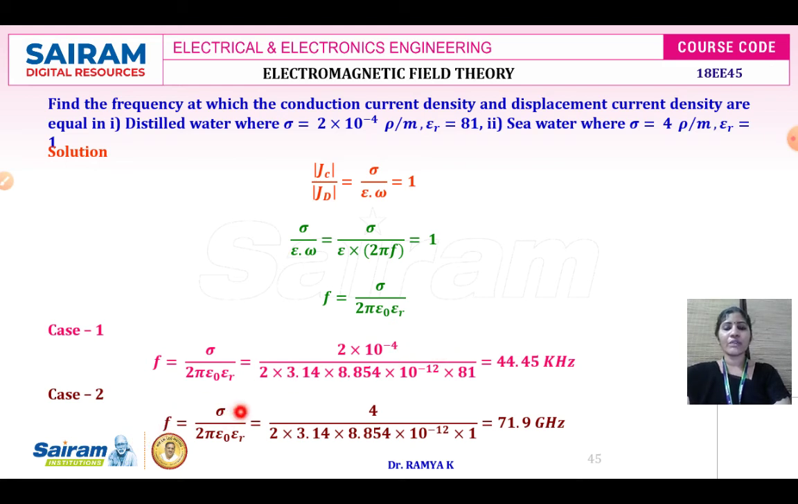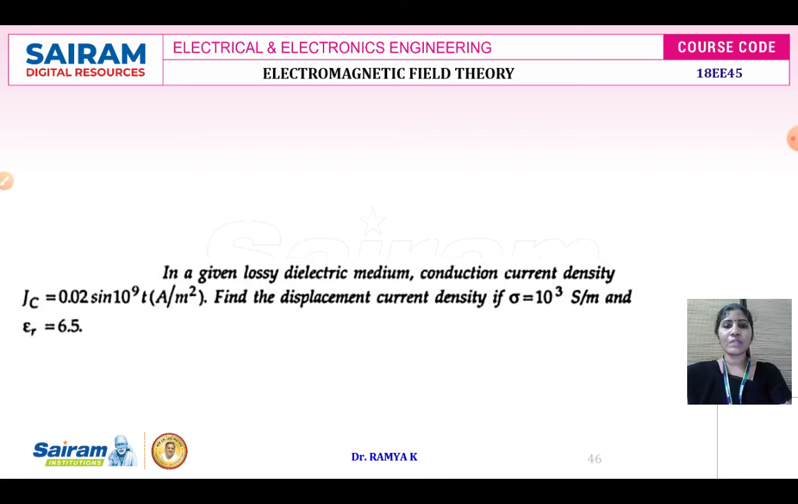So f is equal to sigma divided by 2 pi epsilon naught into epsilon r, which is equal to 4 divided by 2 pi epsilon naught epsilon r. After substituting you get the frequency 71.9 gigahertz. Therefore at this particular frequency the conduction current density and the displacement current density are going to be equal.